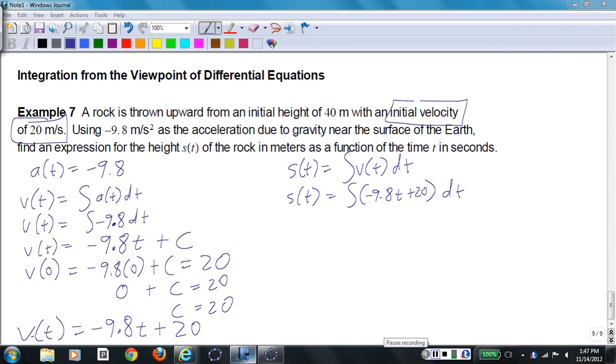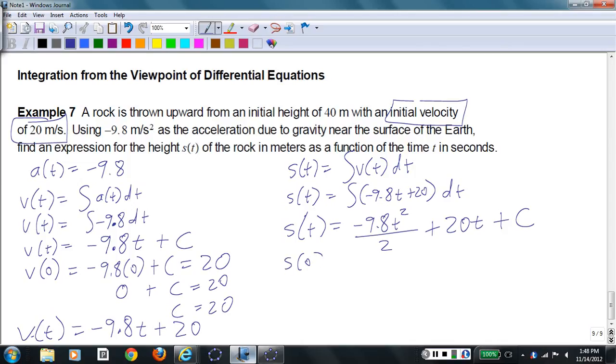We need a function that we can take the derivative of to get negative 9.8 t plus 20. Power rule, negative 9.8 t squared. Add 1 to that exponent and divide by that new exponent that we got. What can you take the derivative of and get 20? Feel good about 20t there? Plus a constant. Different constant, but a constant.